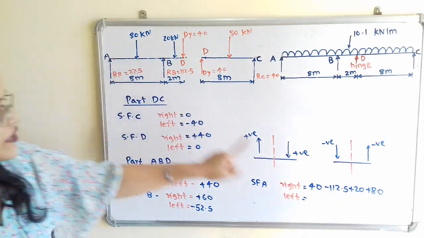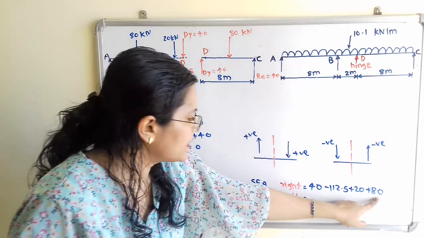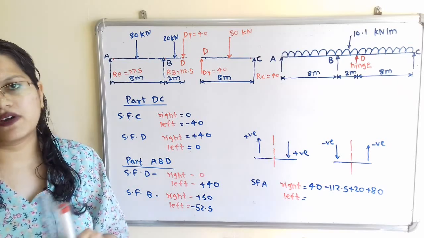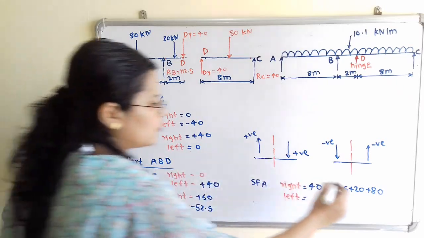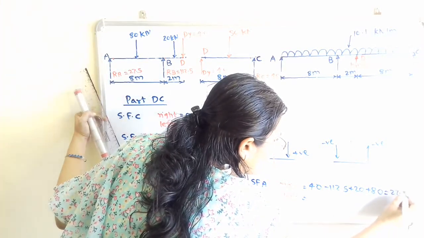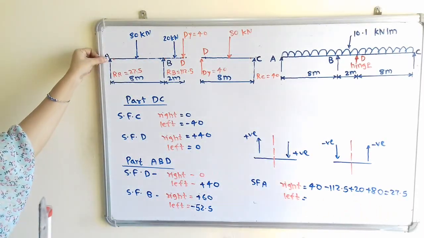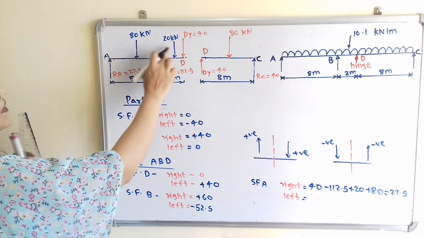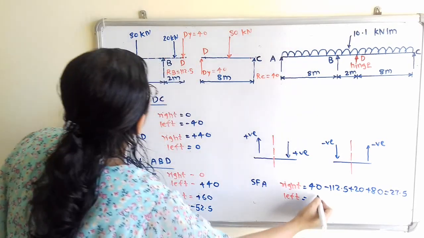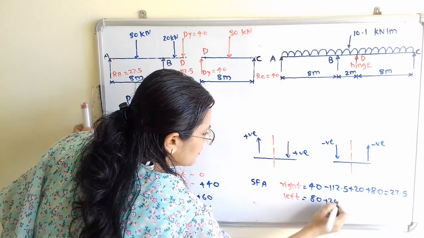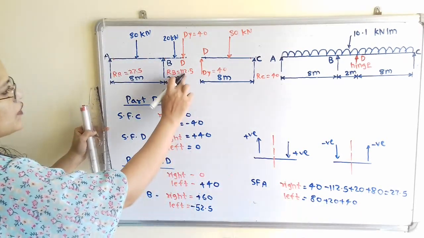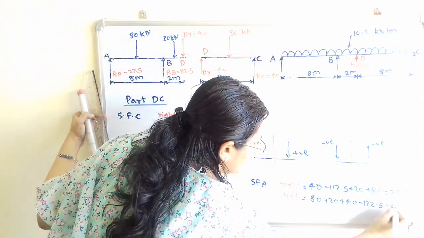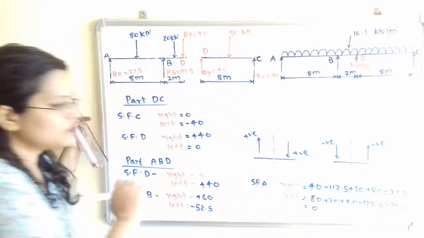We have to calculate this. So when we calculate this, 80 plus 20, that is equal to 100, and 140 minus 112.5, that is equal to 27.5. Now if we move to the left hand side, then we have to add all these loads. Again these three loads we have to add, that is 80 plus 20 plus 40 minus 112.5 minus 27.5, and it is equal to 0.